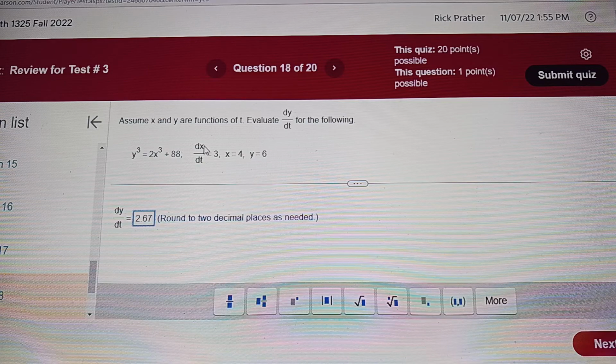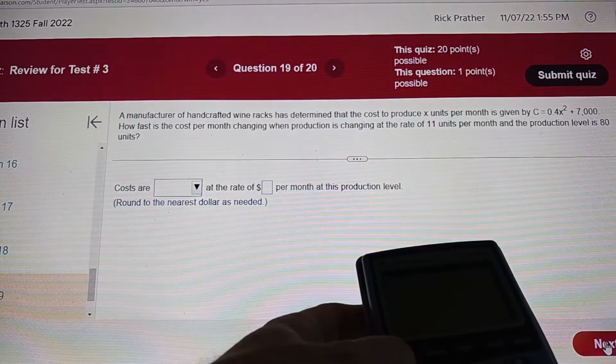So if x is changing at a rate of 3 units per time, then at the same time y is changing at a rate of about 2.67, a little less than what x is changing by.